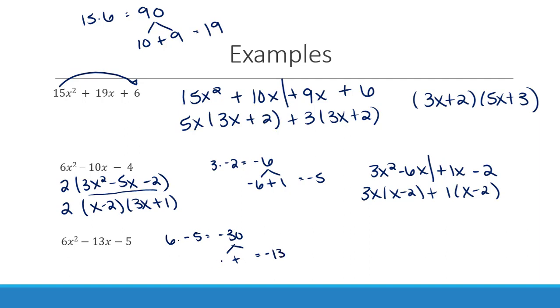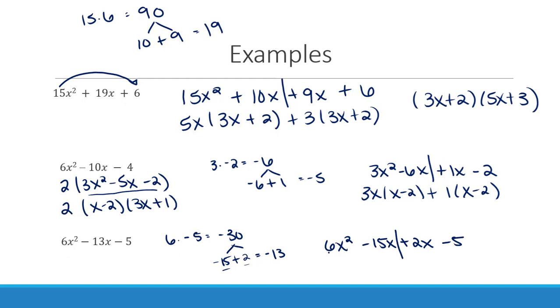So I could do, let's see, I can't do 10 and 3. I could do a negative 15 and 2. That multiplies to give me negative 30, adds to give me negative 13. So let's take negative 15 and 2 and rewrite my problem. So this would be minus 15x plus 2x and minus 5.